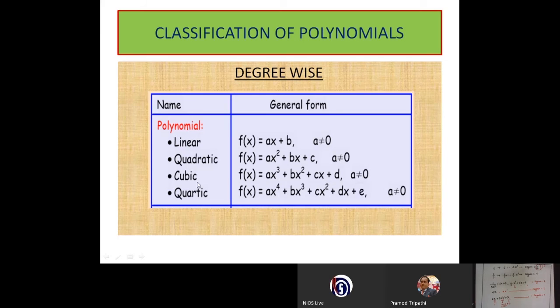It is clear now. So we can take another example. 4x cube plus 5x square. So 4x cube plus 5x square is also a cubic polynomial. Or x cube plus 5.